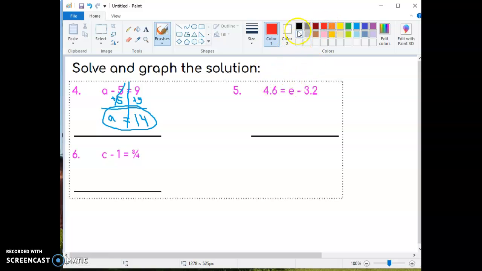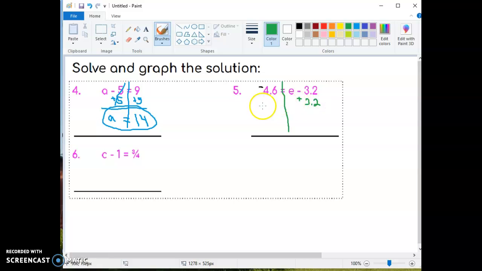Okay, I did mean for this to be a negative, so if you already did it, go ahead and retry with a negative sign. Okay, draw my line. I noticed that the variables on this side, I want to get the e by itself. So how am I going to get rid of minus 3.2? Well, I'm going to do the inverse operation. I'm going to add 3.2.